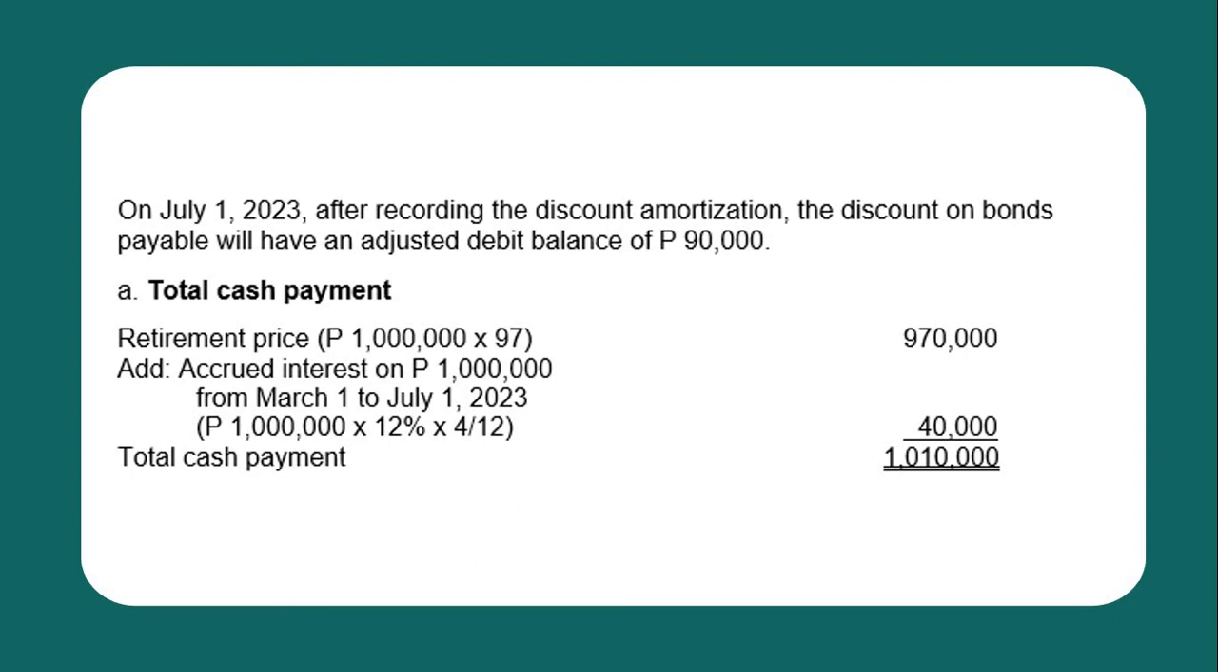On July 1, 2023, after recording the discount amortization, the discount on bonds will have an adjusted balance of 90,000. Okay, 90,000 na lang siya. To determine the total cash payment, so retirement price plus the accrued interest, ang accrued interest will just be equivalent lang po sa gi-retire, and that is 1 million. Okay? So 1 million times 12% times 4 over 12. So we have 40,000 plus the retirement price nga 970,000. So total cash payment is 1,010,000.